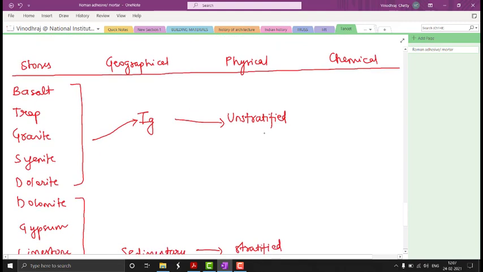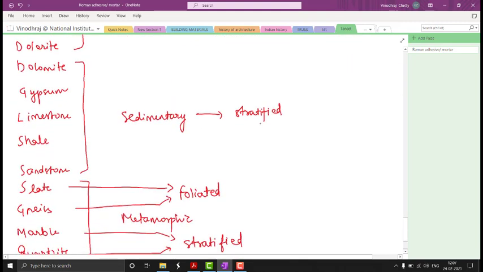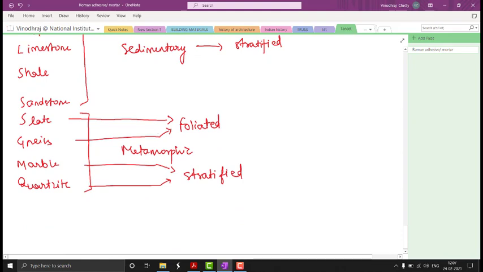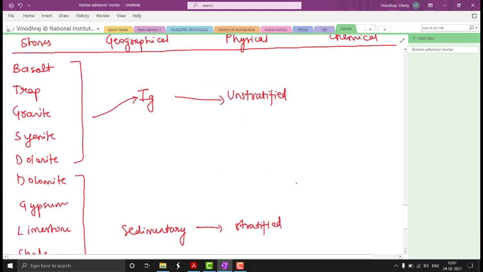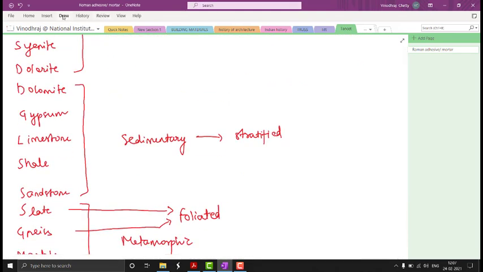So all the igneous rocks are unstratified, all the sedimentary rocks are stratified, and in metamorphic it is a mixture of foliated and stratified. So slate and gneiss are foliated, marble and quartzite are stratified. Okay, so talking about the chemical composition, all the igneous rocks are composed of silica. So they are siliceous rocks. And dolomite, gypsum, and limestone, I'll just use a different color. Dolomite, gypsum, and limestone. These three are calcareous rocks.